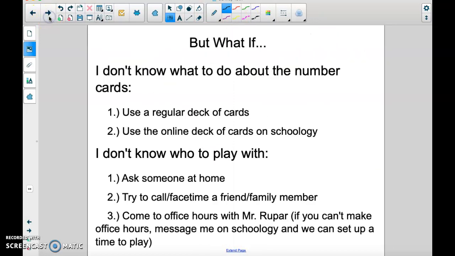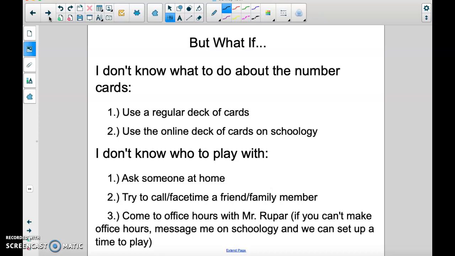So here's a couple what ifs, right? What if you don't know what to do because you don't have those fancy number cards that Mr. Rupar has in class? Well, you could use a regular deck of cards. Also, in our math section on Schoology, I have put an online deck of cards, so you could use that as well. But what if you don't know who to play with? You could ask anyone at home, guys. Even if it's someone younger than you, just have them pick the cards and then you do the math, right? That's more practice for you.